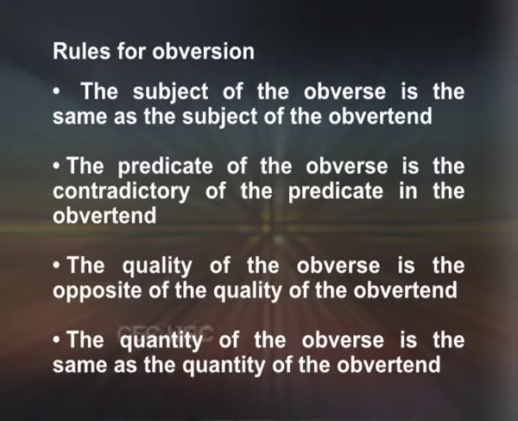Rules for obversion. The subject of the obverse is the same as the subject of the obvertend. The predicate of the obverse is the contradictory of the predicate in the obvertend. The quality of the obverse is the opposite of the quality of the obvertend. The quantity of the obverse is the same as the quantity of the obvertend.